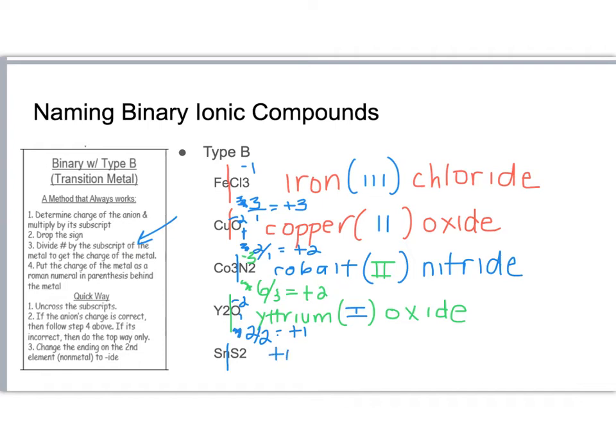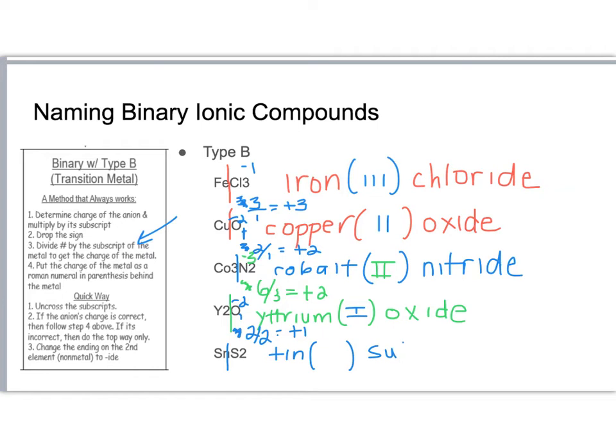Lastly, I've got another binary compound down here. Sn is tin. It is not a type B metal in the transition block, but it acts as a type B metal. Remember, it is a pseudo-transition metal. Both tin and lead are found in column 4A, but they do have multiple charges. And so I will put a parentheses behind tin.